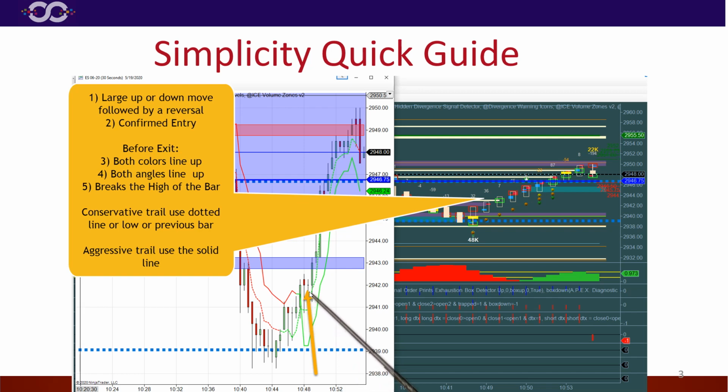Okay? So when this bar closes up and the two lines are angling up, the next bar breaking the high, that's a Simplicity trail sign. And then combined with the sniper entry, that lets you be more specific.